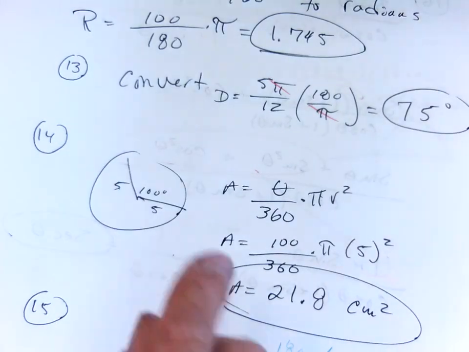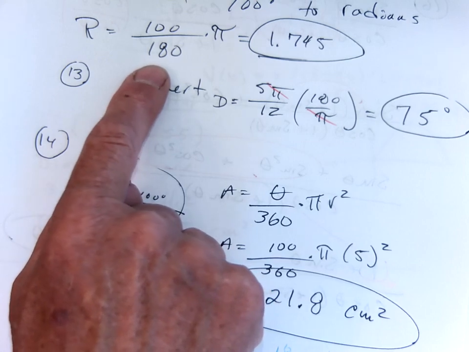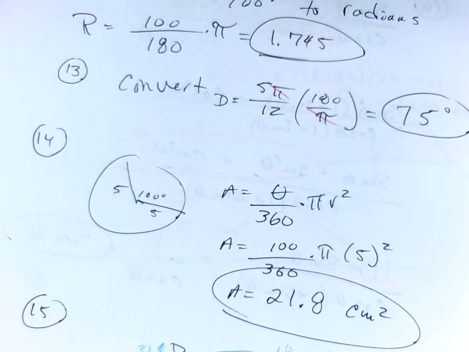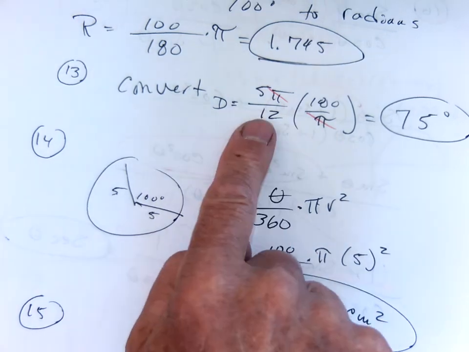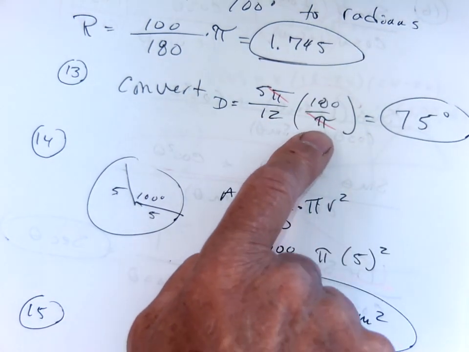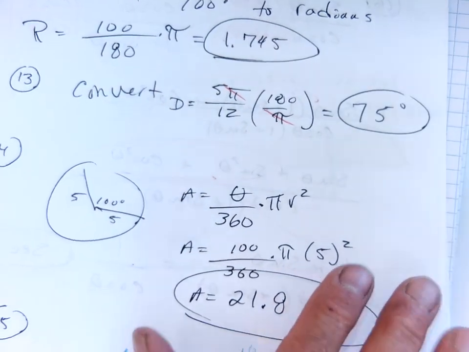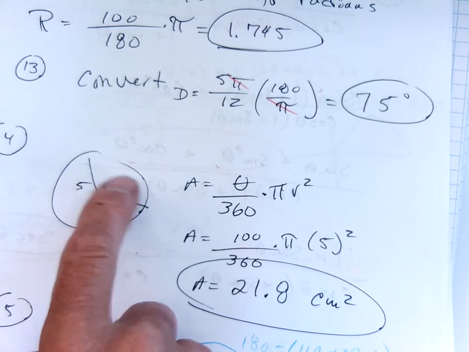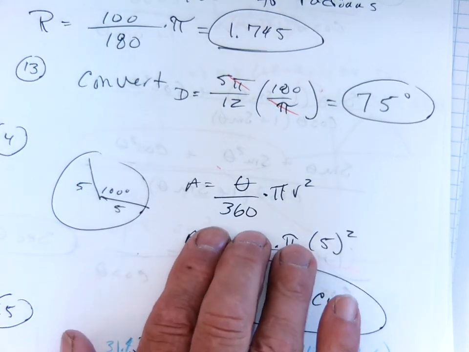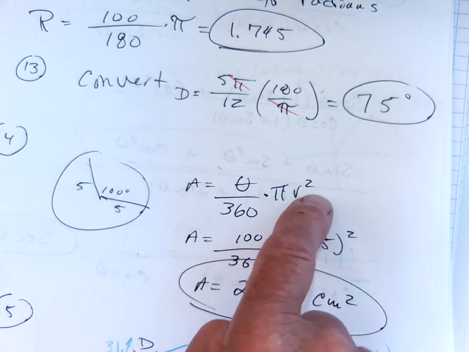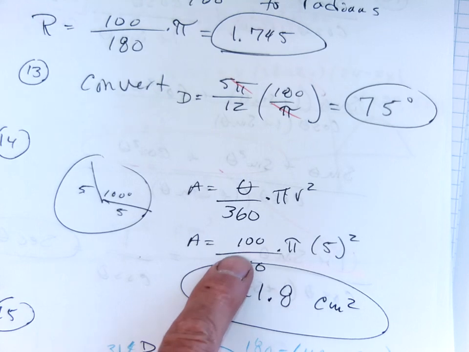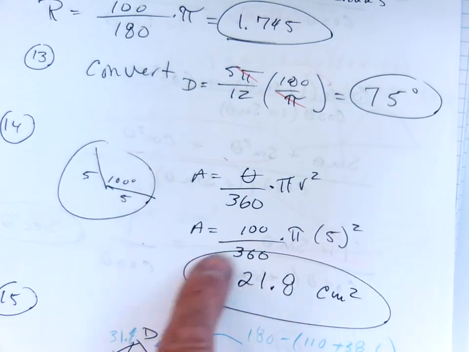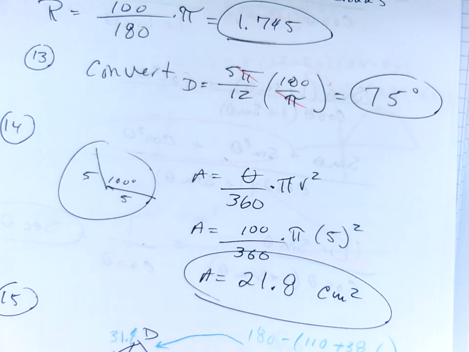12, to do a conversion, I just use the formula. 100 over 180 times pi is about 1.47. 13, I just use the conversion. It's my radians times 180 over pi. The pi's cancel. I used my calculator and got 75 degrees. 14, for the area of the sector, I need this formula: theta over 360 times pi r squared. I plugged in my 100 degrees for theta and my 5 for my radius. I used my calculator. Okay.